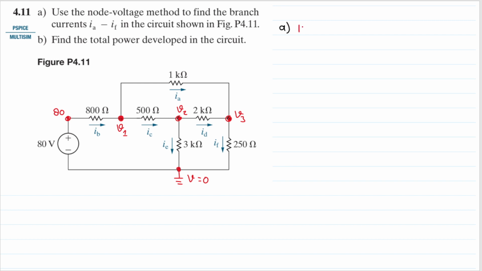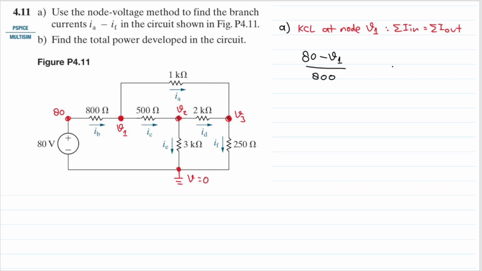Let's do KCL at node V1, I mean, not VA. KCL says that the sum of the current that goes in will equal the sum of the current that goes out. Here, the only current that goes in is IB, but then IB is 80 minus V1 divided by the resistance between them, that will be 800.